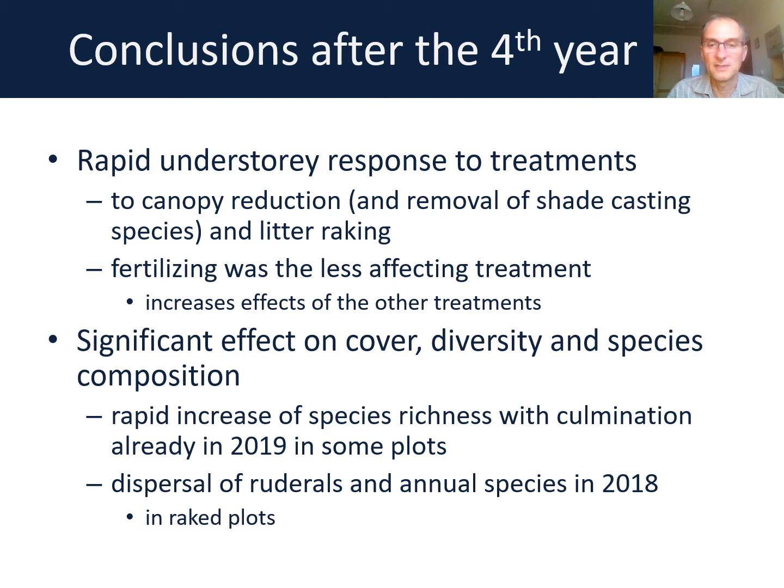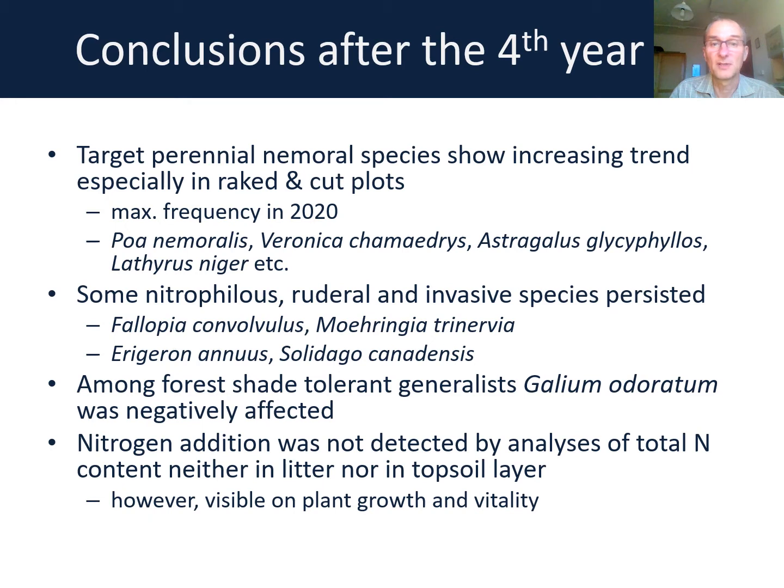Rapid increase of species richness with culmination already in 2019 was found in some plots, and dispersal of ruderals and annual species was found immediately in 2018 in raked plots. Target perennial nemoral species show an increasing trend, especially in raked and cut plots. They reached maximum frequency in 2020. Among them, Poa nemoralis, Veronica chamaedrys, Astragalus glyciphyllus, Lathyrus niger, and others should be mentioned, and they represent original species of oak forests.